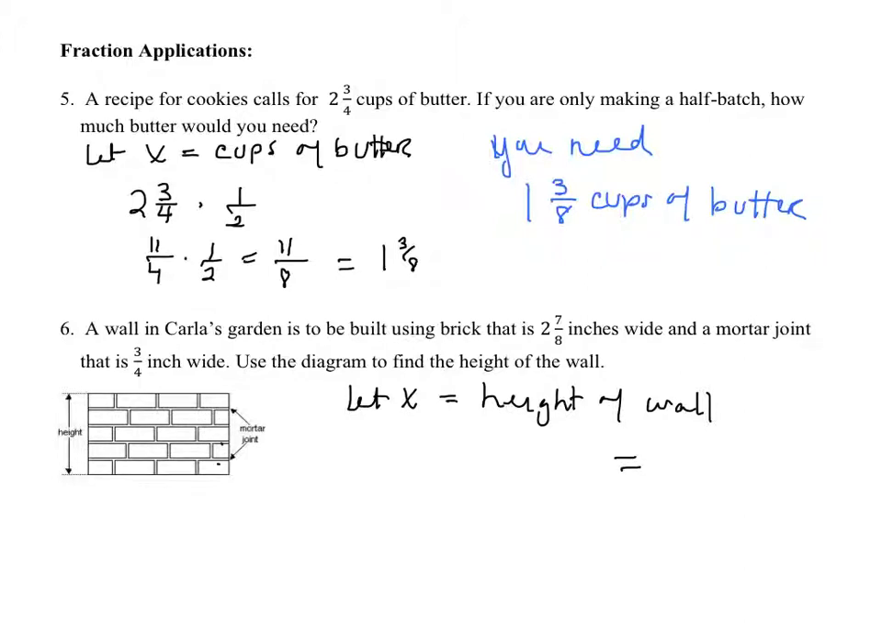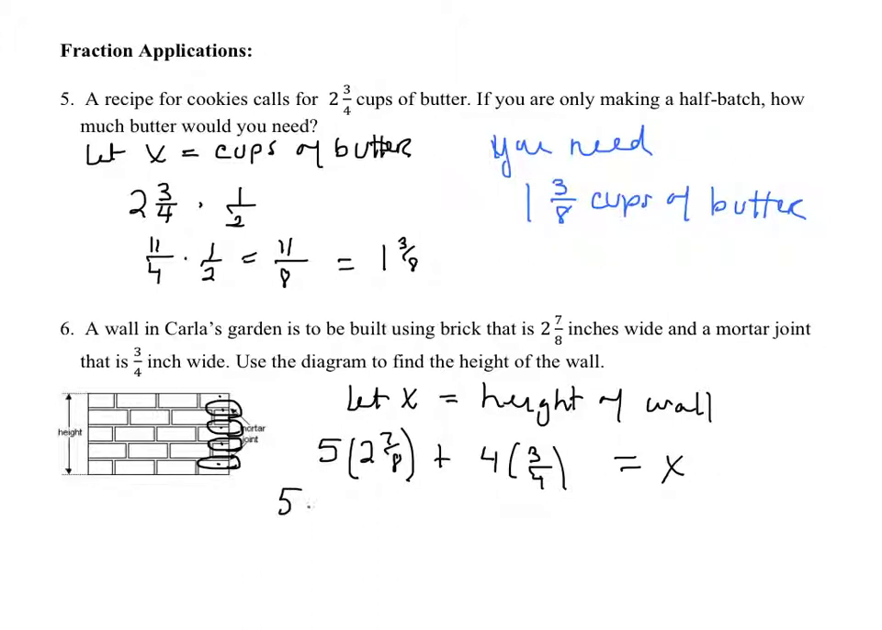Up 1, 2, 3, 4, 5 bricks times 2 7/8 for each brick. Plus, we have to count the mortar joints, and there's 1, 2, 3, 4 mortar joints. So we're going to do 4 times 3/4, and that's going to give me my height. So we have to add the bricks up, and you can add them, or you can multiply by 5, and then add the mortar joints up, or you can just multiply by 4 and then add them together.